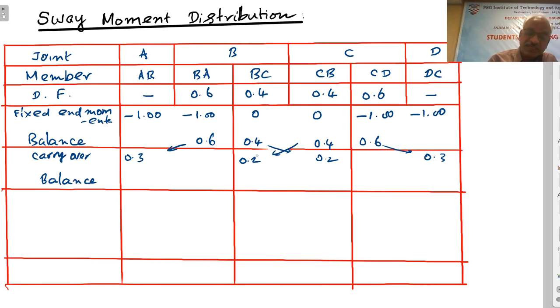Again balance means, for making this as 0, we have to apply -0.2. -0.2 into 0.6 equal to -0.12. -0.2 into 0.4 equal to -0.08. So here also -0.08, -0.12. Again carry over. So this we can continue.